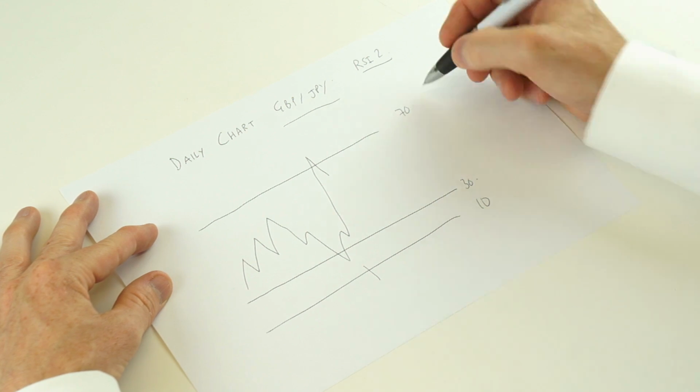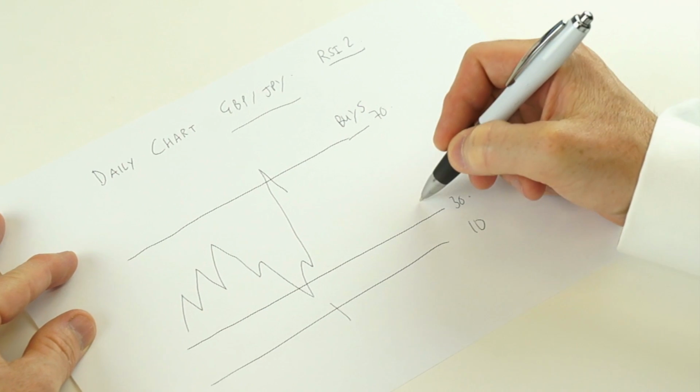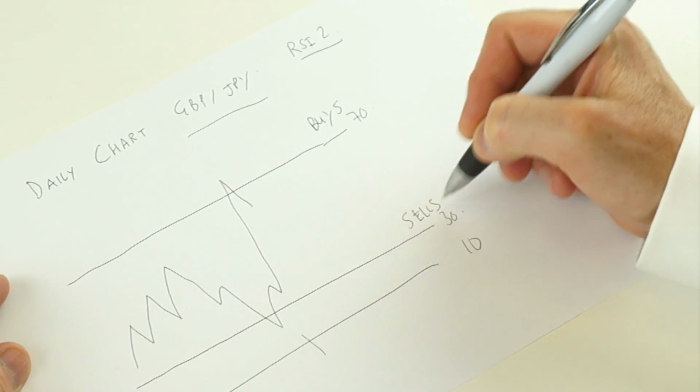Okay, so we're looking for buys up here and sells down here. It's that simple for the entries. In Scott's video, he mentioned a few different exits, profit targets, a stop loss, and a timed exit.